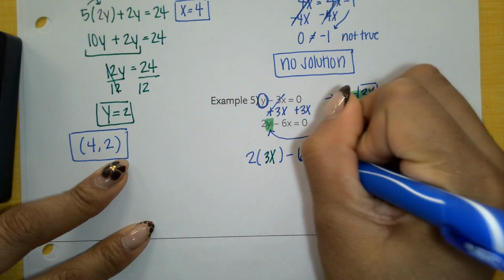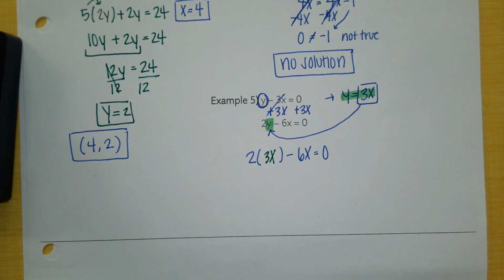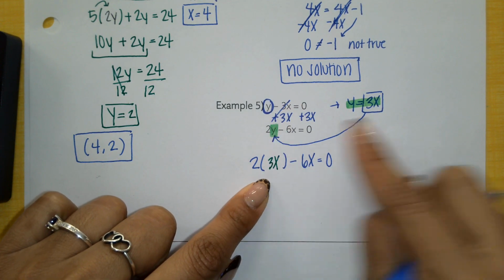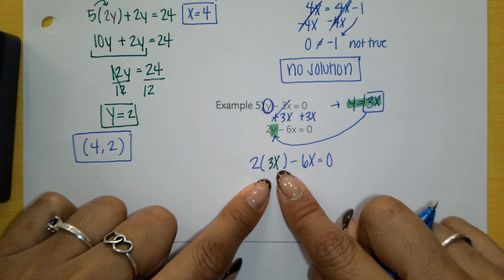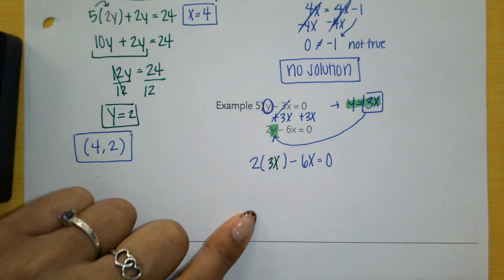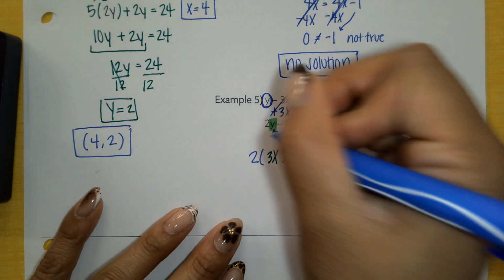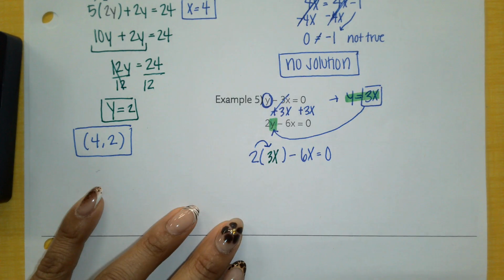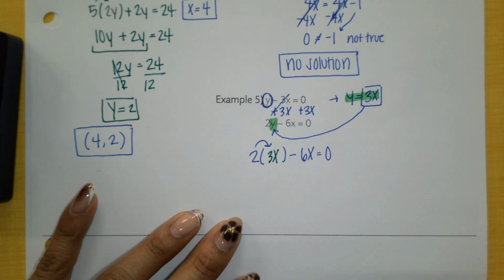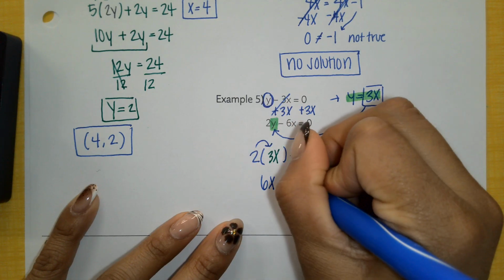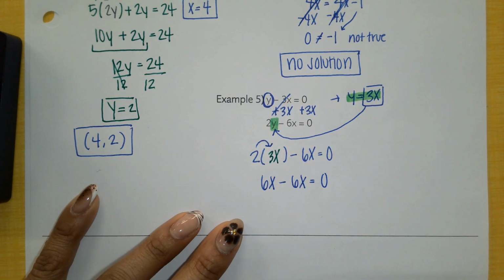Minus 6x is equal to 0. So everything else I'm rewriting, the only thing I'm replacing is y. So y equals 3x, that y is going to be replaced with 3x. So I'm trying to get rid of the parentheses, so that means I'm multiplying what's on the outside to what's on the inside. So what's 2 times 3x? 6. So 6x minus 6x is equal to 0.